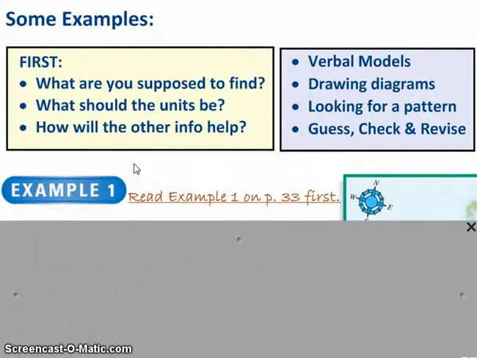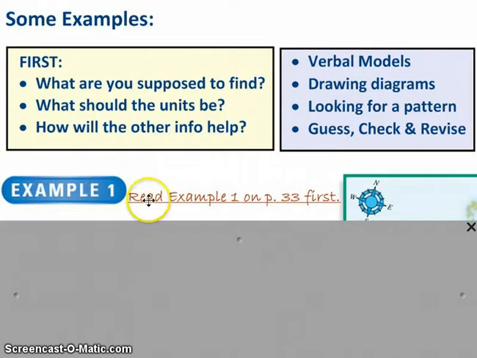So let's look at the first example they provide, and I say right here, read example 1 on page 33 first. I would in fact suggest that you make sure you've read each of these examples before you go too deep into this video, because they're going to make a lot more sense. I'm just not going to have enough time to read the paragraph to you. These are the ideas that I gave you here: what are you supposed to find, what should the units be, and so on, and these are the tools that they're going to provide, verbal models, drawing diagrams, and so on.